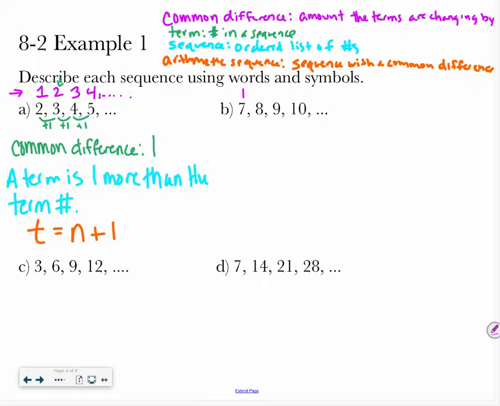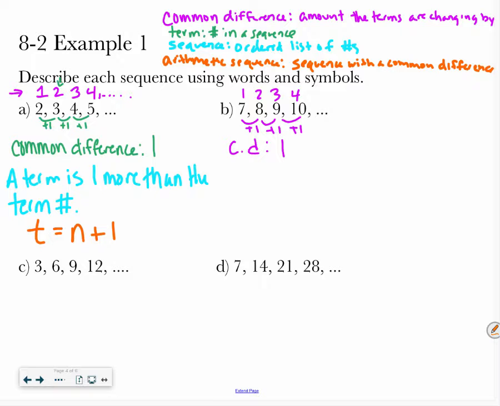I want to see my first, second, third, and fourth term. How are they related? I see my terms are changing yet again by 1, so my common difference is 1. How would I describe this example? I'd say my first term is 7. How are they related? Well, 7 is 6 more than 1. My second term is 8. 8 is 6 more than 2. My third term is 9. 9 is 6 more than 3. My fourth term is 10, and 10 is 6 more than 4.